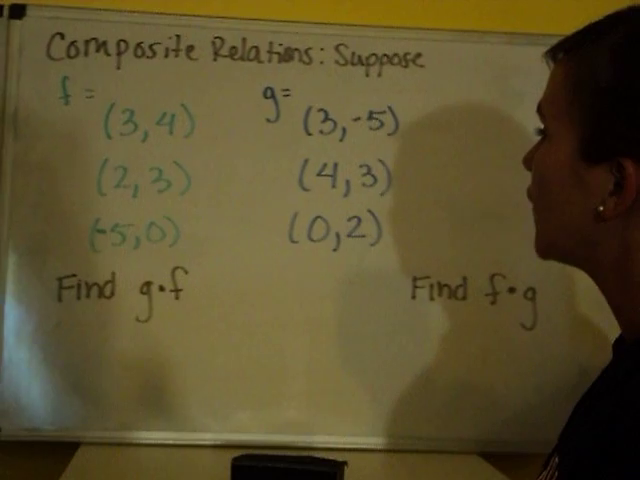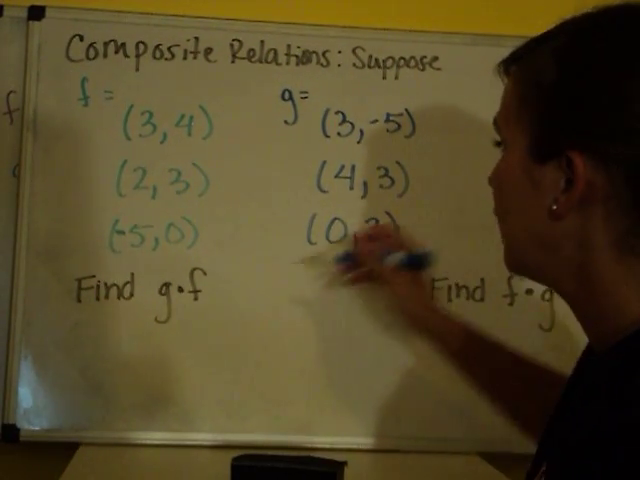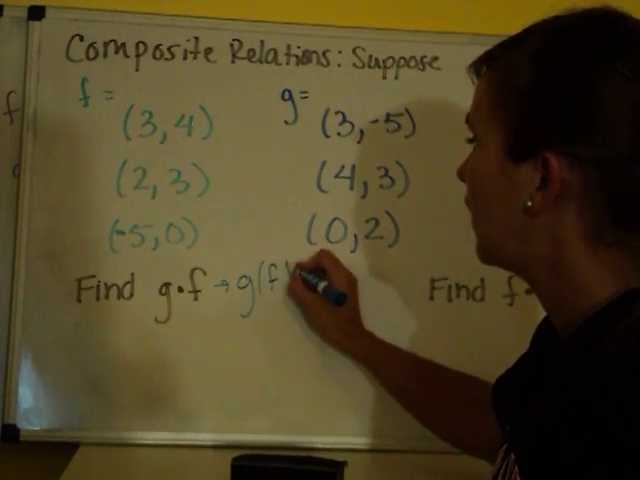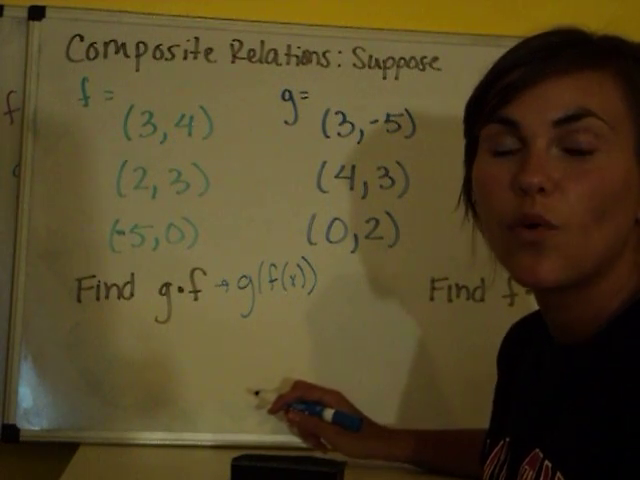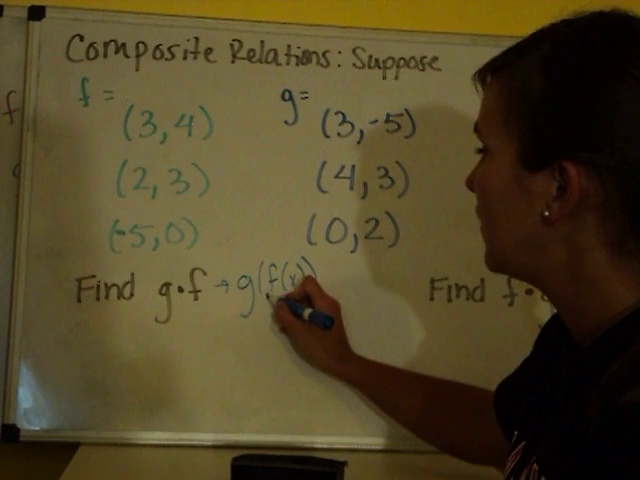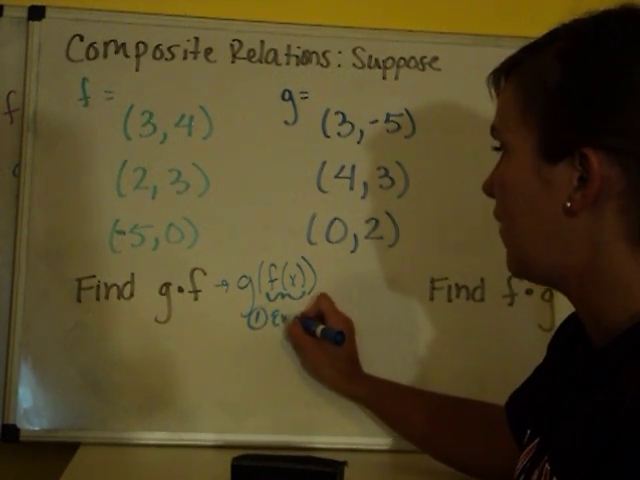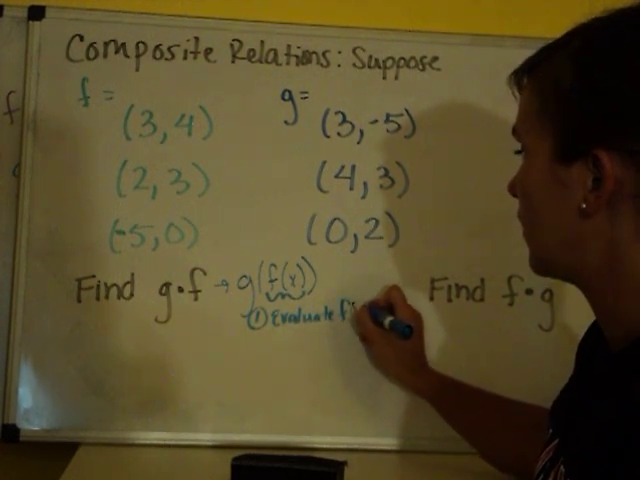Our first one is that we want to find g of f. If we're doing that, that means that we're finding g of f of x. Which means, order of operations, we want to do inside the parentheses first. That means that we have to evaluate f first.